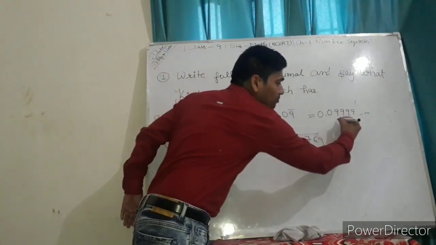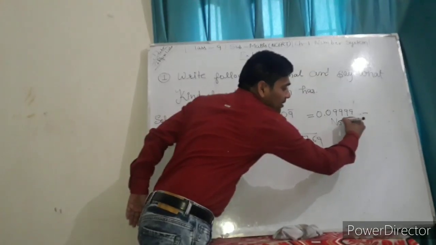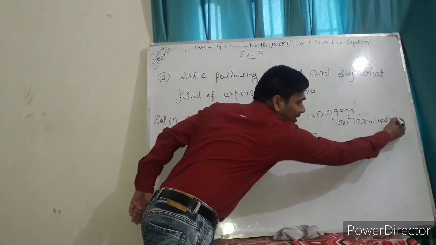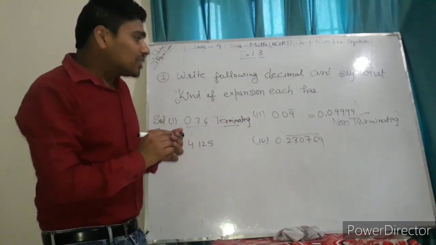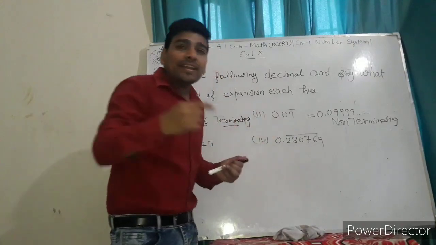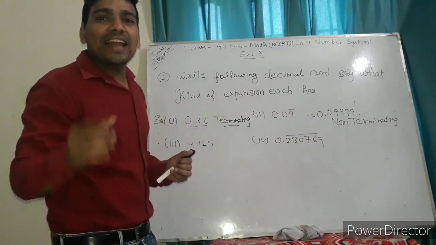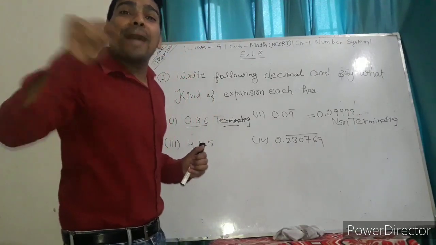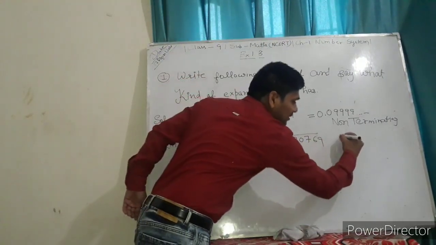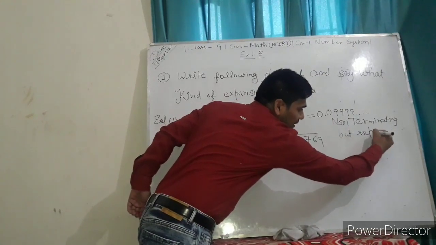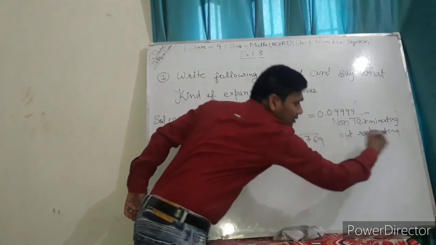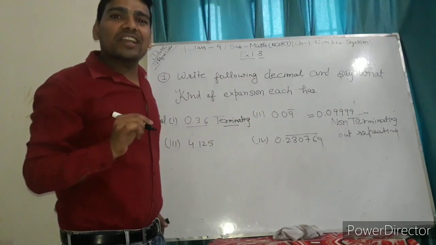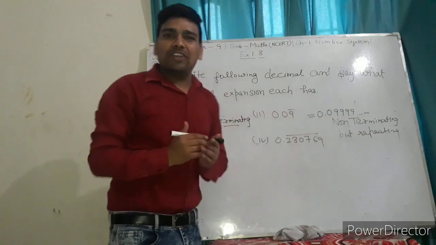So first of all, we will write non-terminating. Now one thing we have to observe: there is a repetition of the 9 again and again. That's why this number is non-terminating but repeating. You can also write the word recurring instead of repeating, but I am writing repeating here.